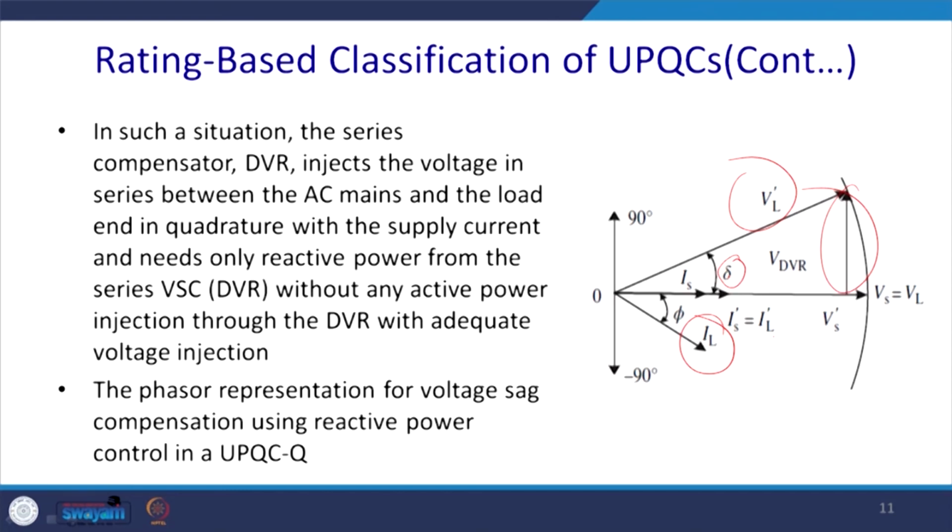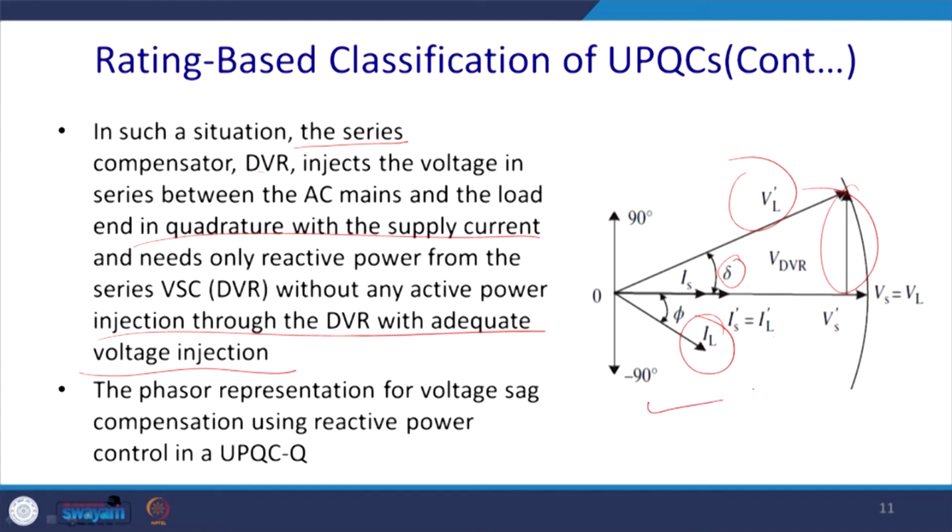In this UPQC Q situation, the series compensator DVR injects voltage in series between the AC mains and the load, in quadrature with the supply current, and needs only reactive power from the DVR, which is generally generated by switching, without any active power injection through the DVR, with adequate injection. The phasor representation of the voltage sag compensation with reactive power is shown in this figure.